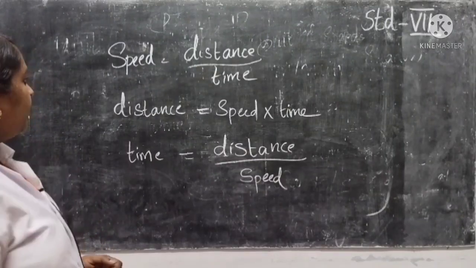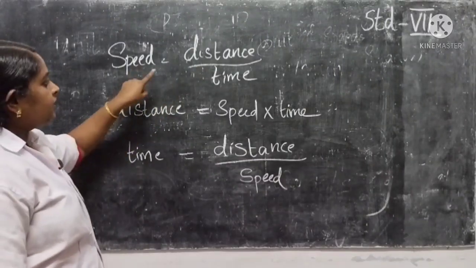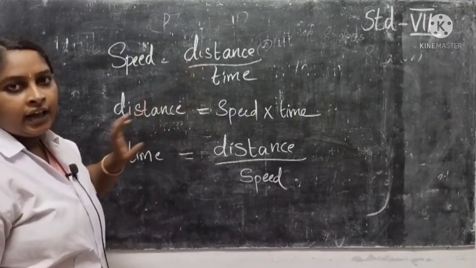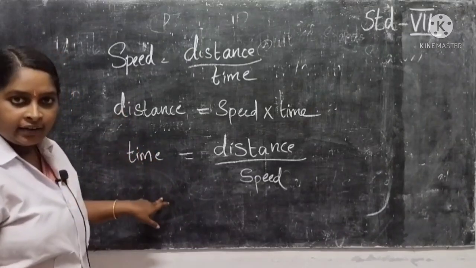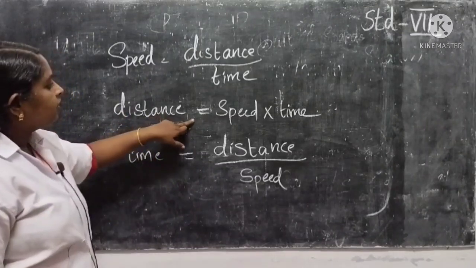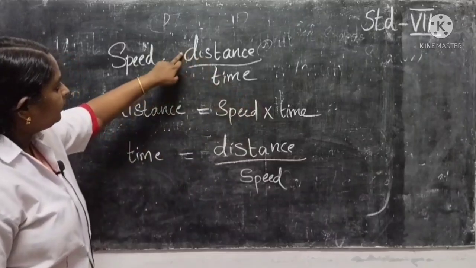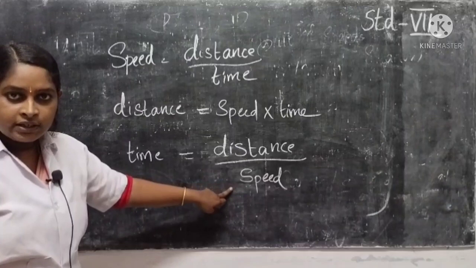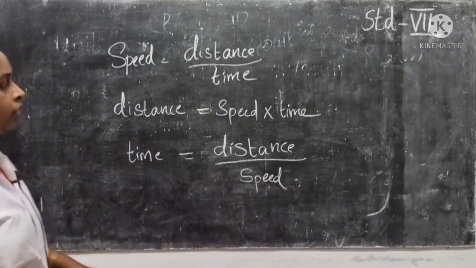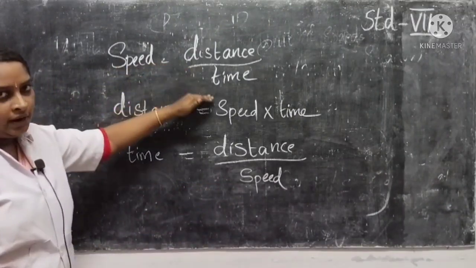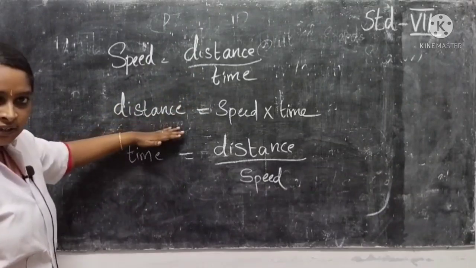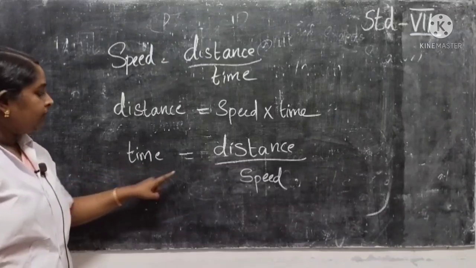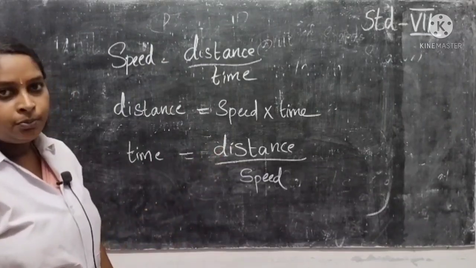We have already studied the equation for speed. Speed is equal to distance divided by time. From this equation, we can write the equations for distance and time. Distance is equal to speed into time, and time is equal to distance divided by speed. So, the equation for speed is distance divided by time, the equation for distance is speed into time, and we can calculate time as distance divided by speed.